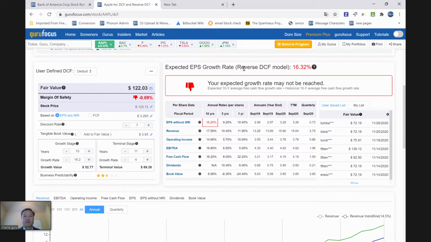And then we have the reverse DCF. Reverse DCF means that we ask whether the current price is justified by its growth. We use the current price to calculate the expected growth for the future. Then we compare the expected growth rate with the past 10-year growth rate. If the past 10 years could grow at this rate, it's more likely that in the future it can grow at this rate as well. Otherwise, it's quite unlikely. Okay, that's DCF.